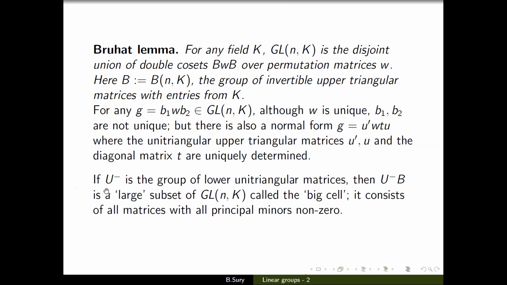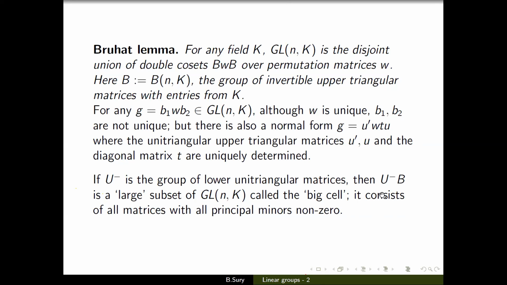One more comment: look at the lower unit triangular matrices. That means lower triangular matrices with ones on the diagonal, which are denoted by U minus. Upper triangular matrices with ones on the diagonal are denoted by U. So that is contained here. Similarly, U minus is inside the transpose of that. Suppose you look at U minus, the lower matrices with ones on the diagonal, times all upper invertible matrices. This is a large set in some sense.